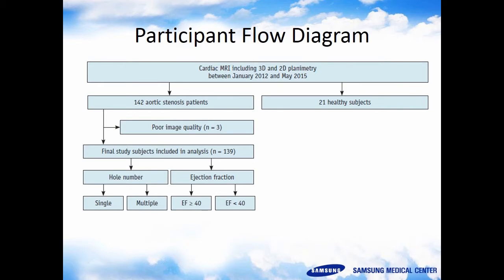We performed a prospective study in 142 consecutive patients who underwent CMR and echocardiography with varying degrees of AS at our institution. CMR was indicated in those patients for accurately assessing LV and aortic valvular function, the degree of myocardial fibrosis, and stress myocardial perfusion. Three patients were excluded because of poor image quality, leaving 139 patients for the analysis. For comparison, we included 21 asymptomatic controls.